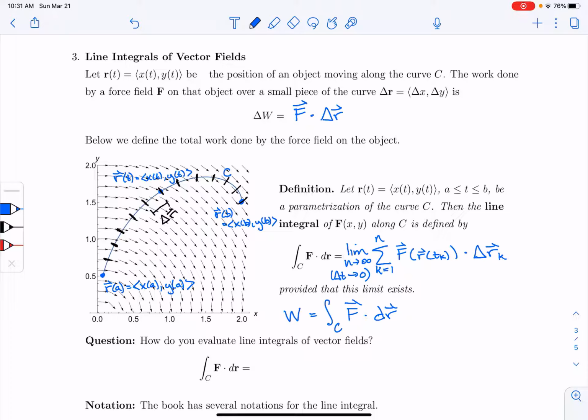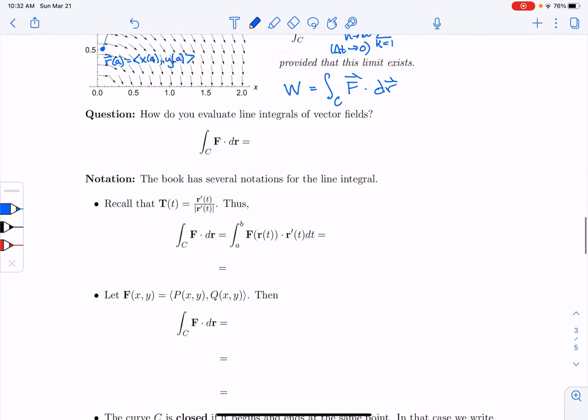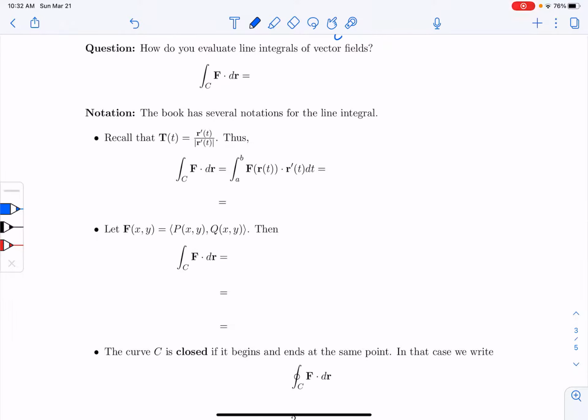So once you define this work integral, this integral of the force dot dr, the question then becomes, how are you going to evaluate this type of line integral? Well, in order to evaluate the line integral, you do need the parameterization r of t. And so you'll want to integrate from a to b, so that's t going from a to b. And we're going to do F of r of t dot r prime of t dt. So here we're thinking about dr as being r prime of t dt.